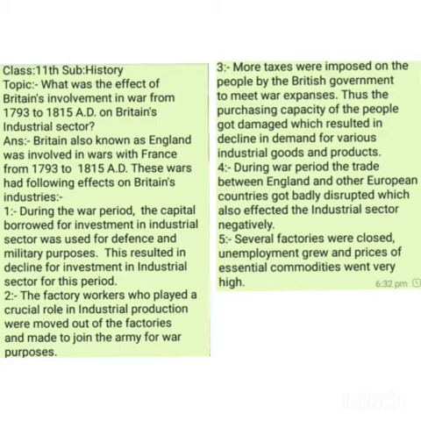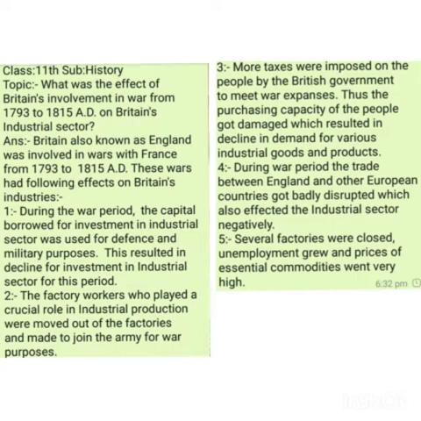Number three, the government in England imposed more and more taxes on the people to meet the expenses of the war. As a result of this huge tax burden on the people, the goods purchasing capacity of the people was badly hit, which reduced the demand for various industrial products and goods. As the purchasing capacity of people went down due to the heavy imposition of taxes by the government, the people were not able to purchase various industrial products which were produced by different industrial units.